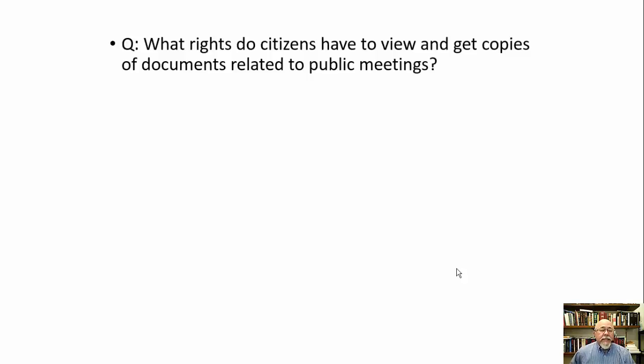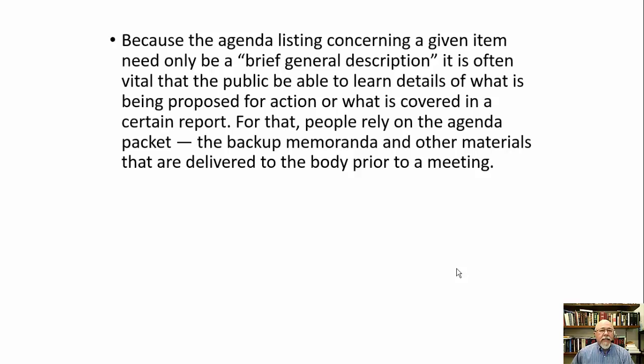When you have a public meeting, members of the City Council or the School Board or the Board of Supervisors get documents so that they can know what they're voting on, what they're discussing. When these documents and records are given to the members of the public body, you have the right to the same thing. You can have access to the memoranda, the reports, the public records that are delivered to the body before they have their meeting.